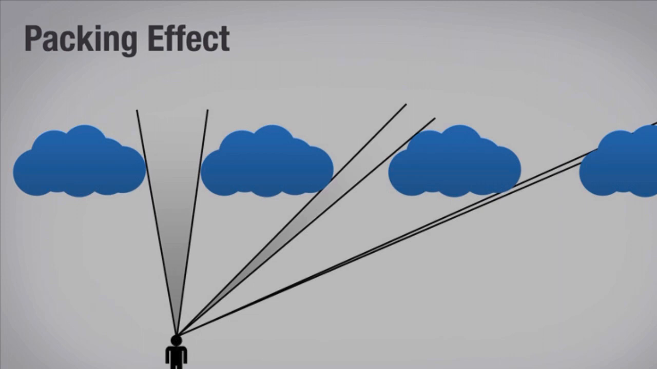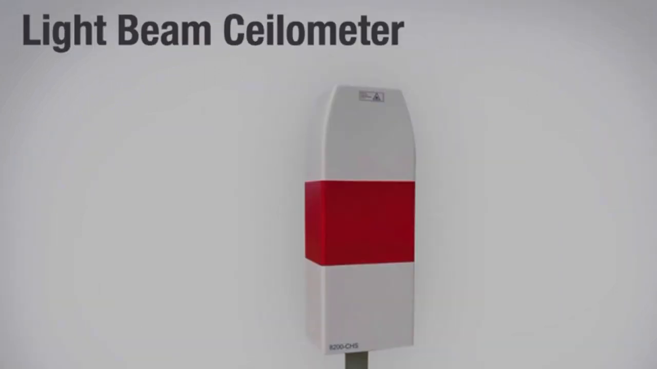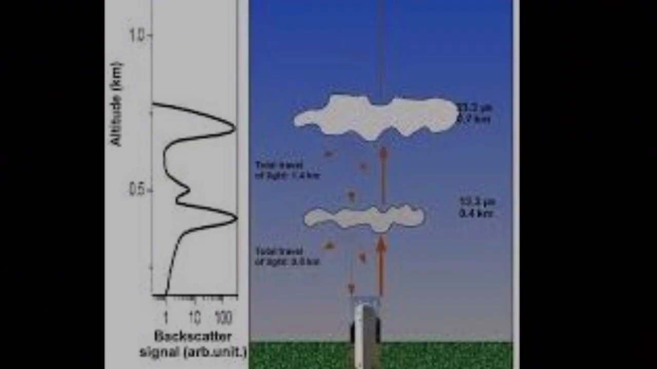The second method is by using light beam ceilometers. In this method, a light beam is placed at a position away from the station and directed upward. A measurement device at the station senses when the light disappears into the cloud. Using trigonometry, cloud altitudes can be recorded.